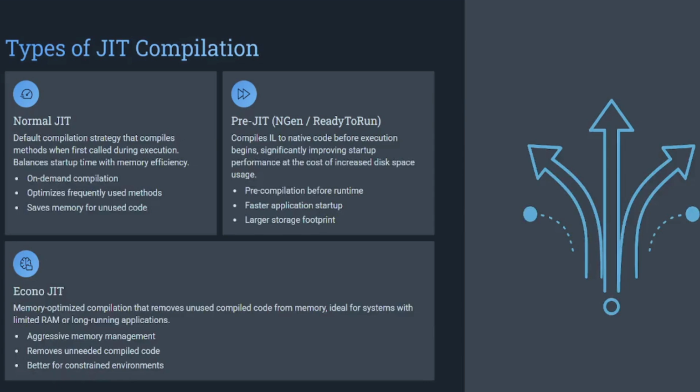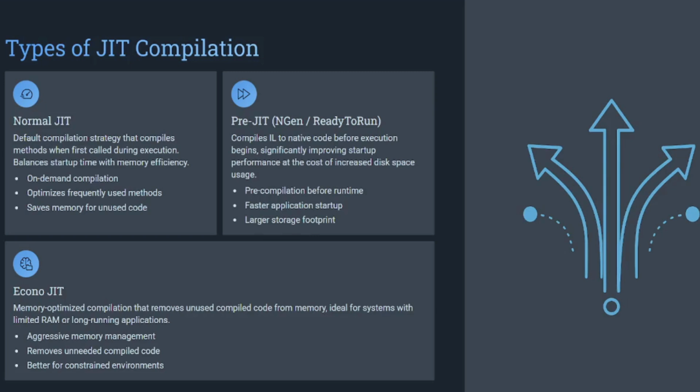Now, let's look at the different types of JIT compilation in .NET. First is normal JIT, which is the default behavior. In this approach, methods are compiled only when they are called. So, nothing is compiled in advance. Only the required methods are converted into machine code during execution. So, this gives a good balance between performance and memory usage, which is why this is the most commonly used approach.